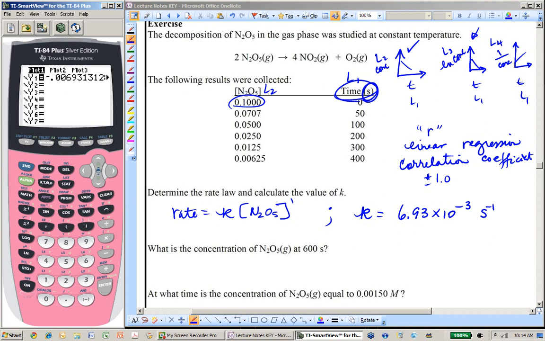Again, how did I get it? By running linreg L1, comma, L3, comma, Y1. That plops that algebraic equation for that y equals mx plus b into my y1. All right, so now I need to graph this.